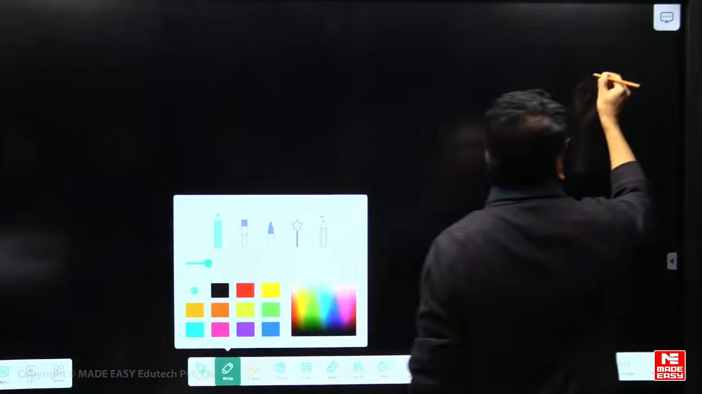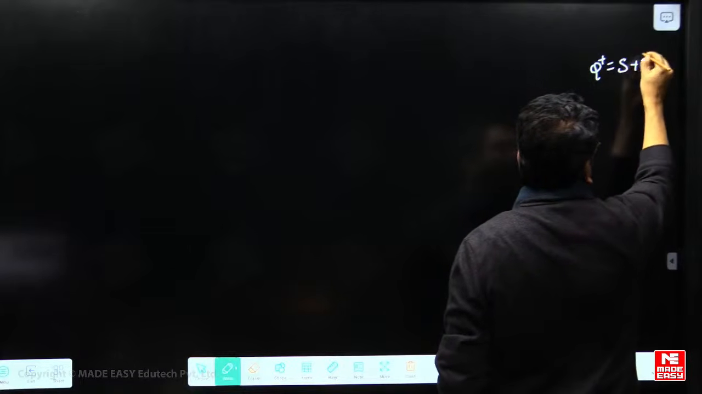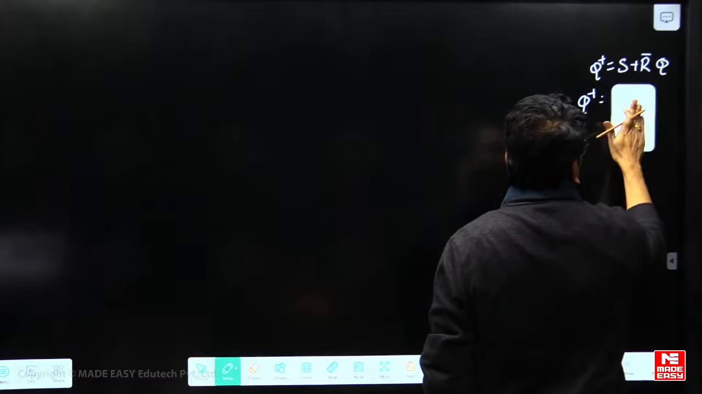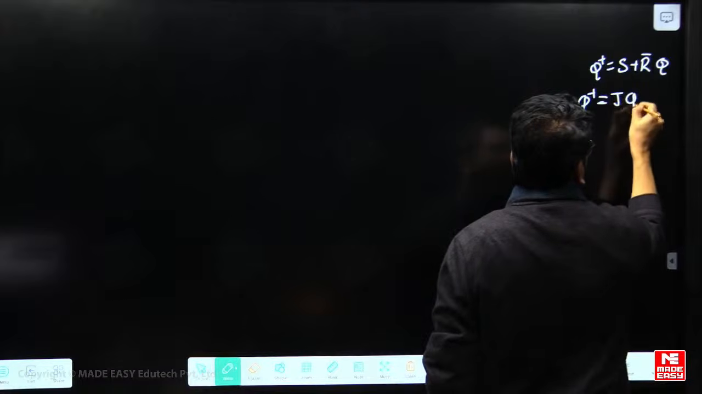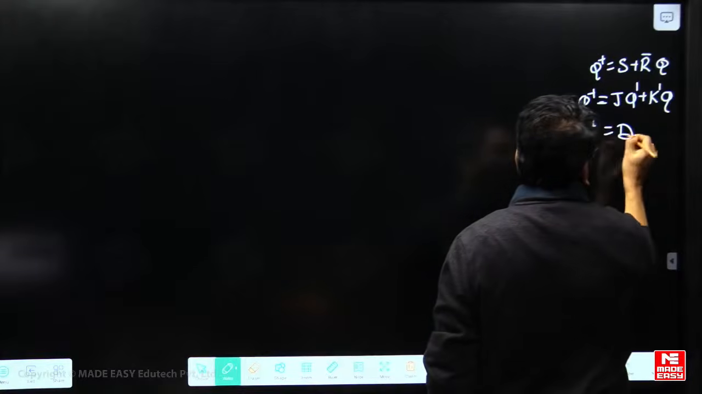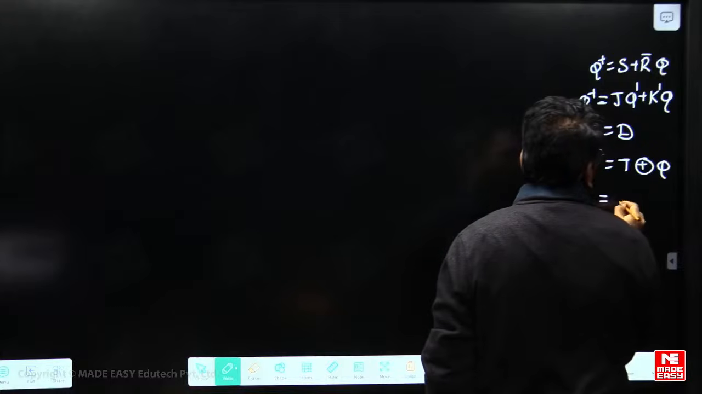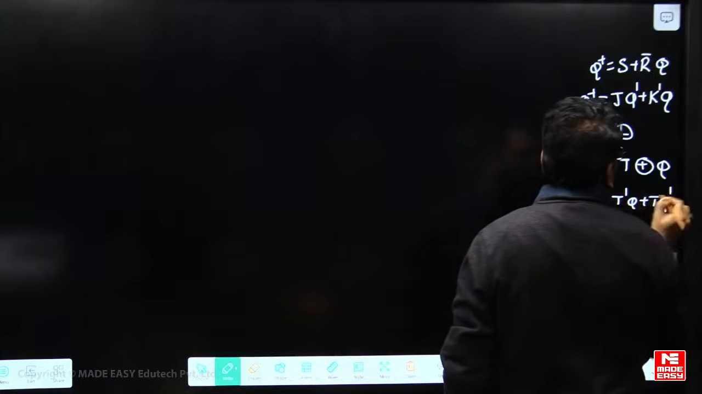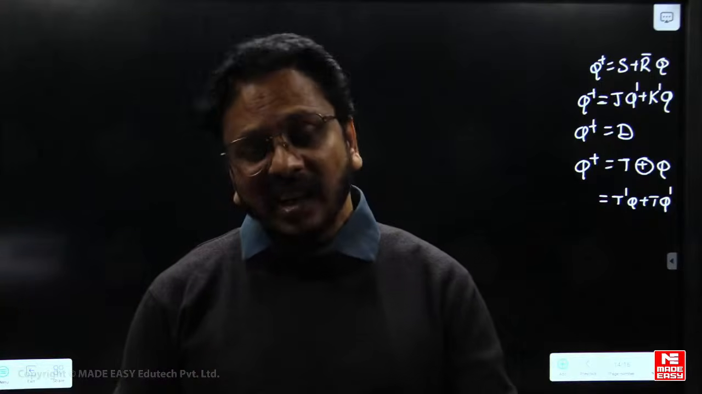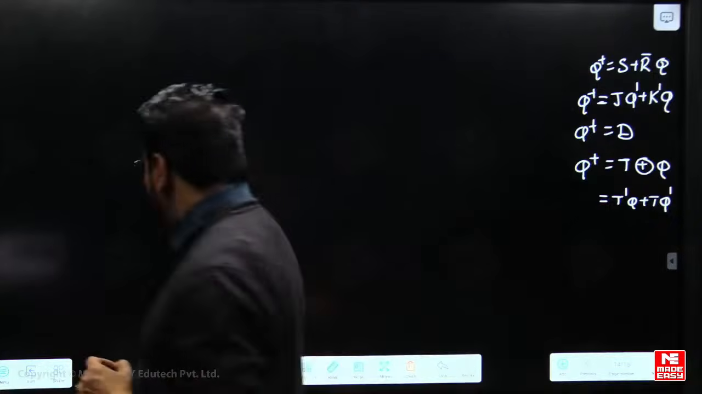Let me write here. For SR flip-flop, Q plus is S plus R bar Q. For JK flip-flop, J Q bar plus K bar Q. For D flip-flop, it is D only. And for T flip-flop, it is T XOR Q, that is T bar Q plus T Q bar. So keep these characteristic equations in mind and solve the conversion of flip-flops questions so easily. Let me handle those questions also.